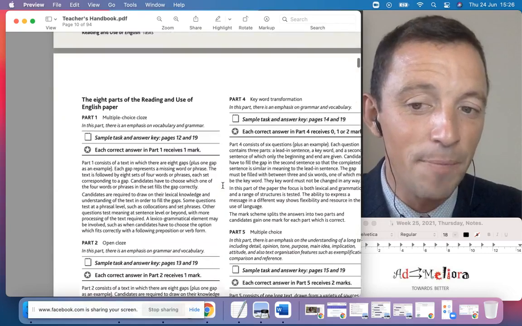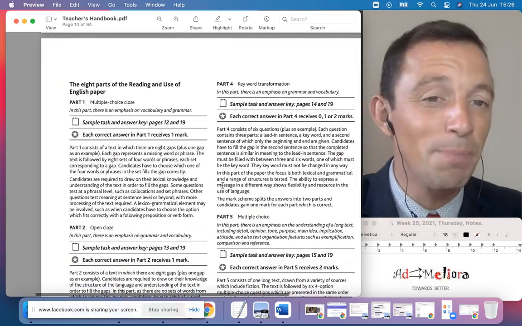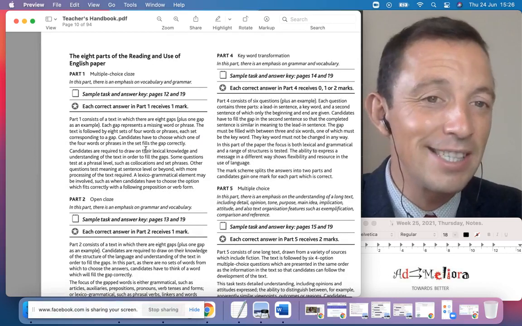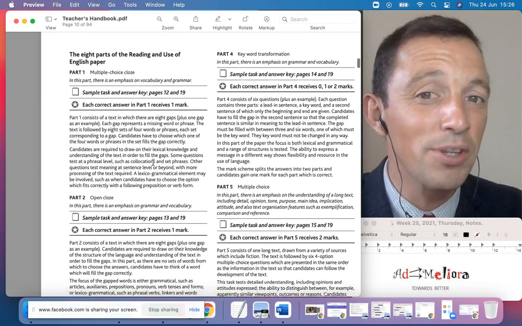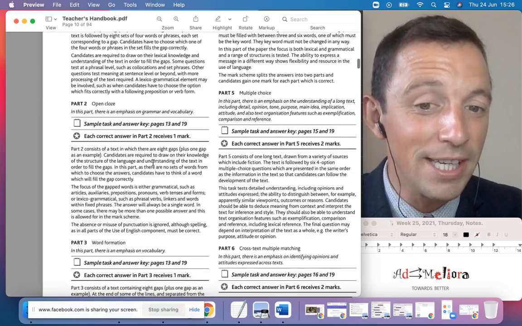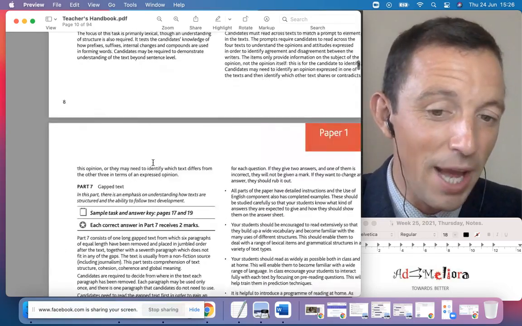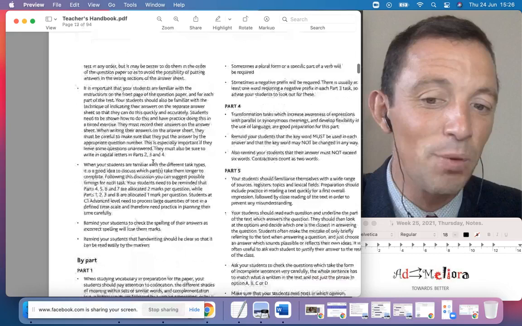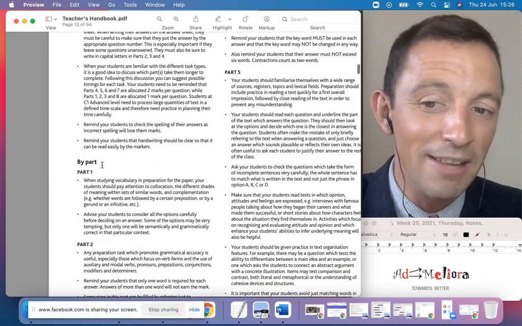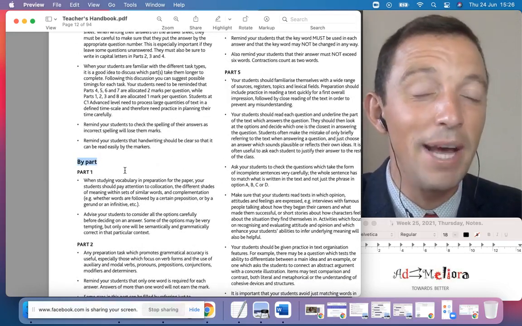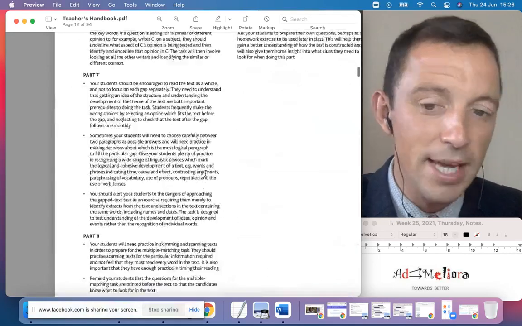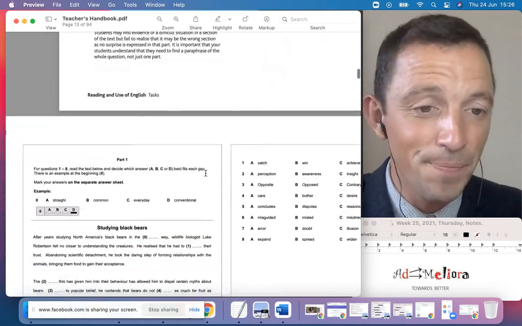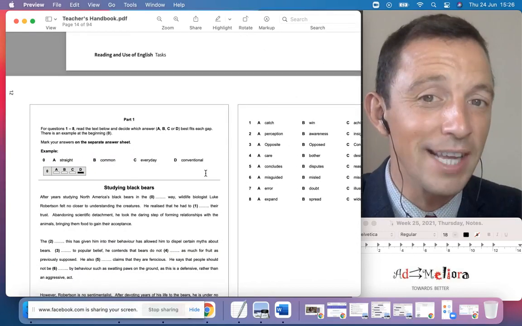Okay, so here, this book just explains each part in particular, specifies the instructions for each part. So it's a very good book to learn the structure of the exam. This book will give you more specific advice, the best way to prepare for part 1, part 2, part 3, part 4, etc. Furthermore, they give you options, they give you examples.